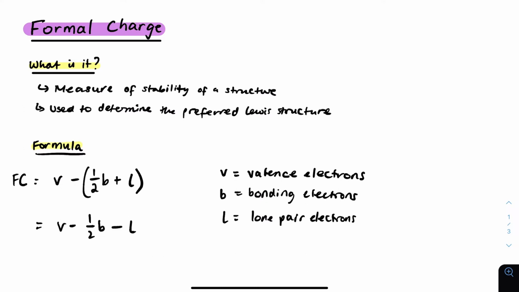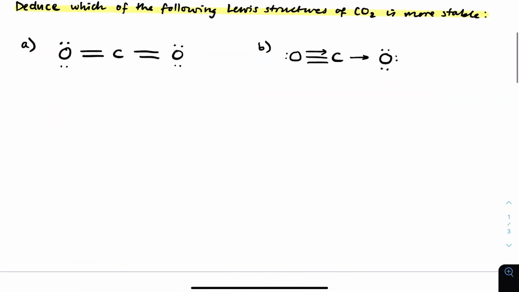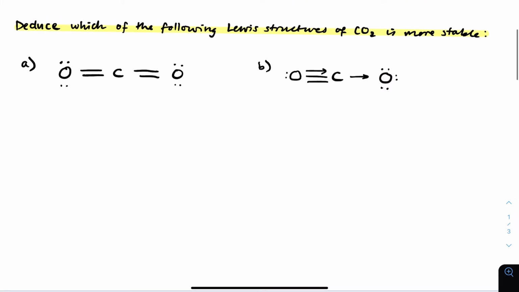And there is one more rule that we need to follow. We'll go over it when we come to the problem that I've specifically chosen, so that we can actually see how it's done. So let's move on to our first example question. Deduce which of the following Lewis structures of CO2 is more stable. We've got 2 options. The first one you've seen already, but the second one we have not seen.